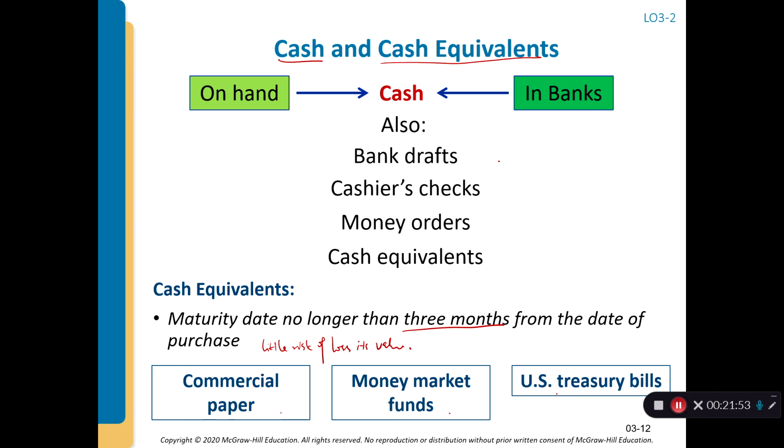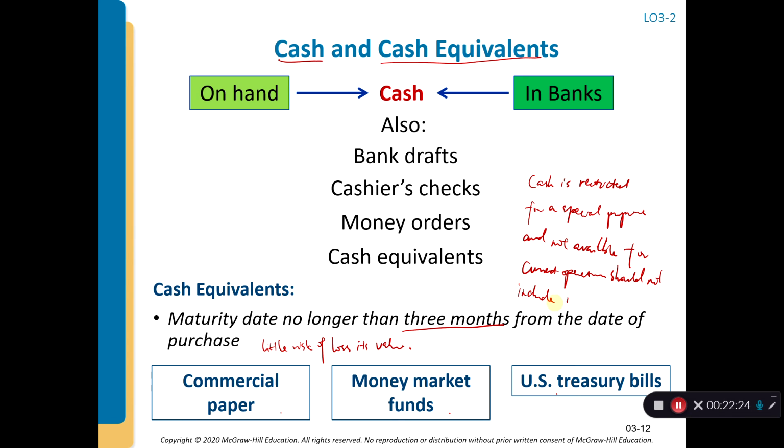Cash that is restricted for a special purpose and not available for current operations should not be included in the cash and cash equivalents element, right?